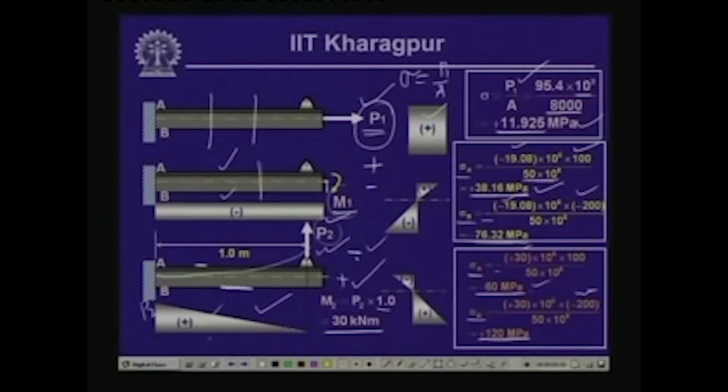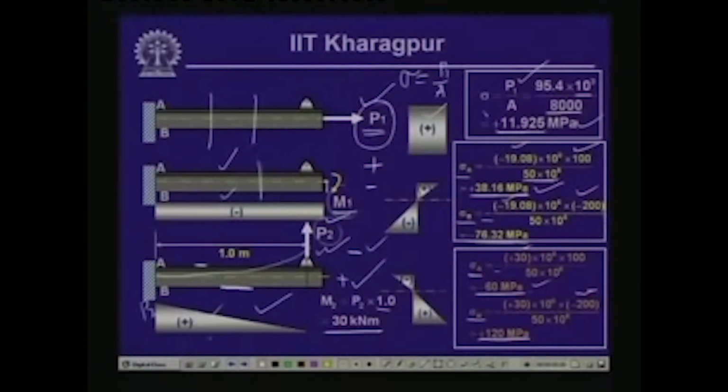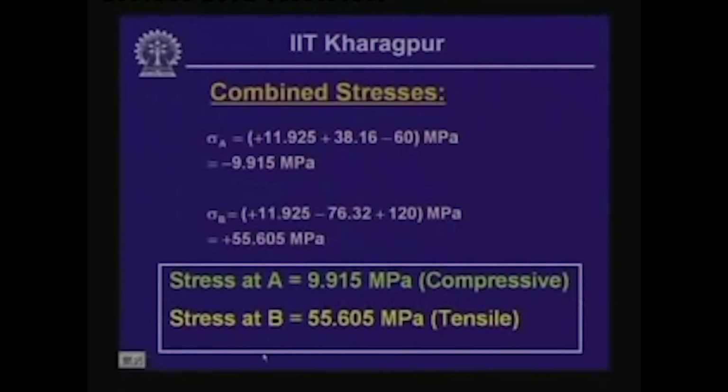So, we combine them together, we join the individual stresses together to get the final effect at point A and B. Now, if we do that, at A we will have plus of this and minus of this, and at B we will have plus of this, minus of this and plus of this. So, let us look into what we finally get for the stresses.